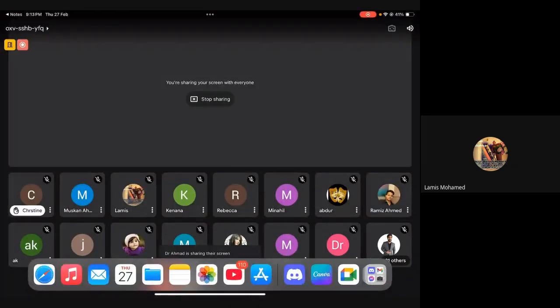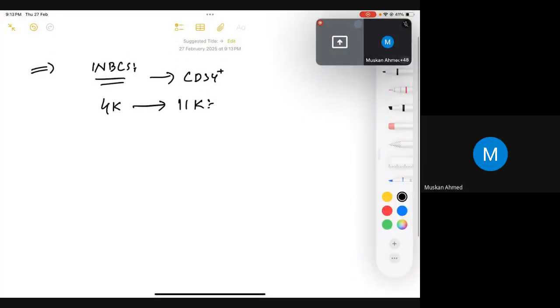Sorry, the screen is not visible. So sorry. Let me just share my screen. Okay. Can you guys just see my screen now? Yes. Perfect. Okay, that's perfect.